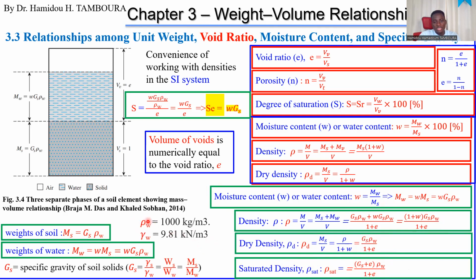The density of water is about 1000 kilograms per cubic meter. The unit weight of water is 9.81. I remember when I was a bachelor student, our professor gave everything with masses and density, and in the exam he came up with the unit weight. It was confusing for some people because many didn't consider that.